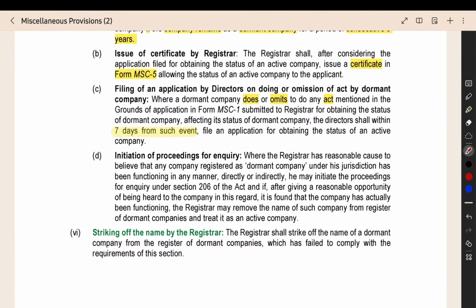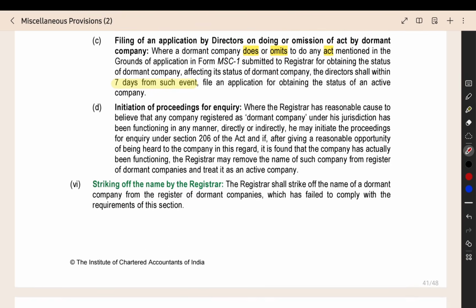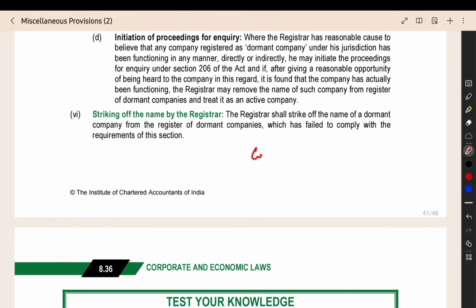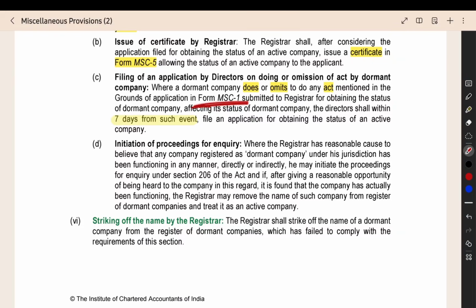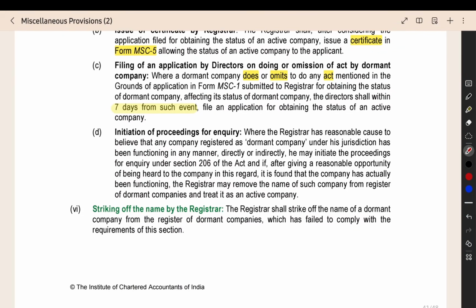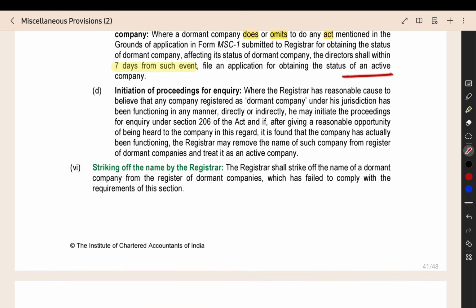Then when you are getting the dormant company registration, you will be getting some conditions. They will be imposing some conditions also. If they want, they will give some conditions. If you are not following the conditions, then you have to give the application to the registrar and become an active company immediately. 7 days only you are having the time. The conditions you are not following as per the MSC1 application you submitted initially for becoming a dormant company. In that, some conditions will be there. If you are not following them, within 7 days you have to file the form to become an active company.